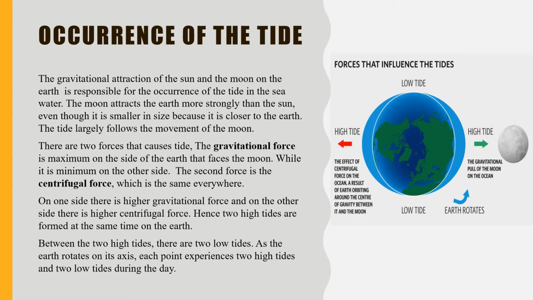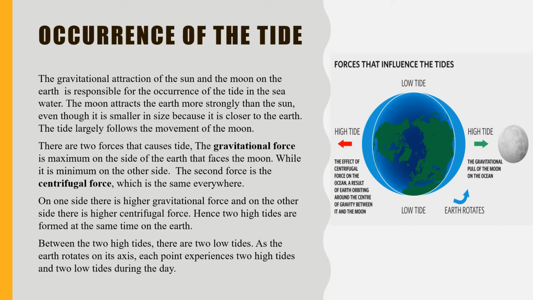Occurrence of tide. The gravitational attraction of the sun and the moon on the earth is responsible for the occurrence of the tide in the sea. The moon attracts the earth more strongly than the sun, even though it is smaller in size, because it is closer to the earth. The tide largely follows the movement of the moon.